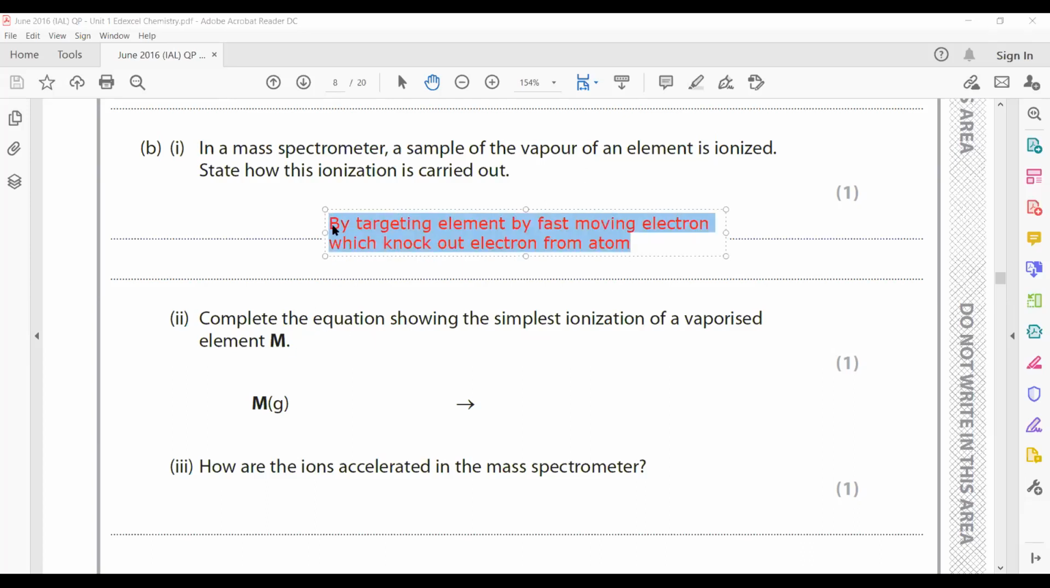Then complete the equation to show the simplest ionization of vaporized element M. So basically what we do, we target this by electron. So electron is removed. So when something loses electron, what it will get? It will get a positive charge if one electron is removed. And as a result, we will get two electrons. Why two electrons? The one which we use to knock out and the one which is removed from the atom. So two electrons are produced. That's why we will write 2e.